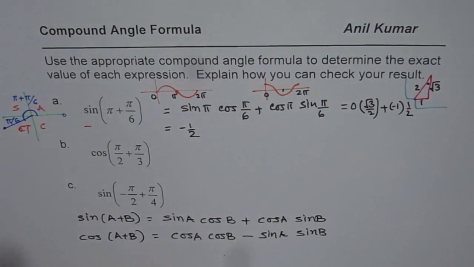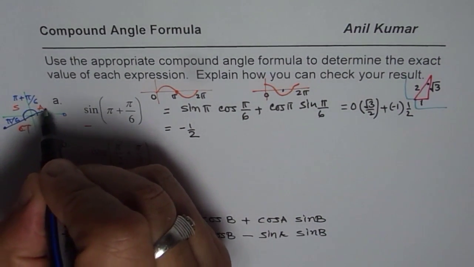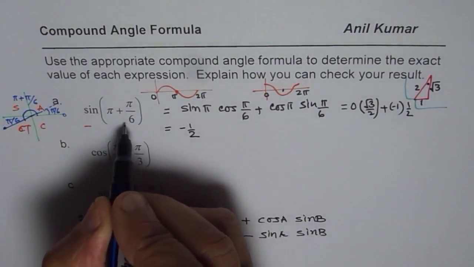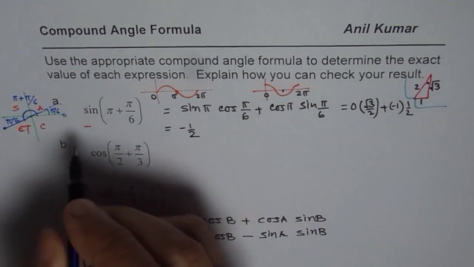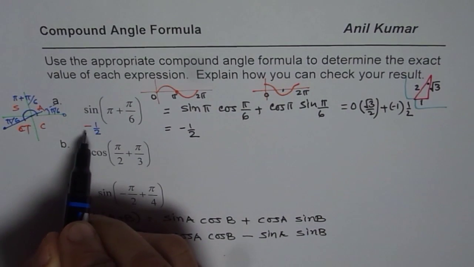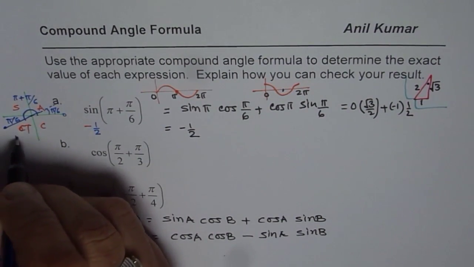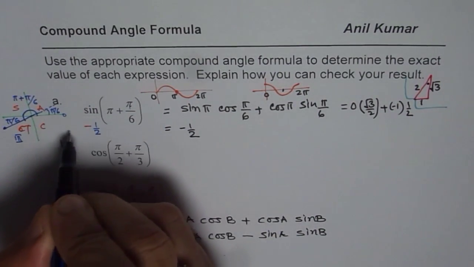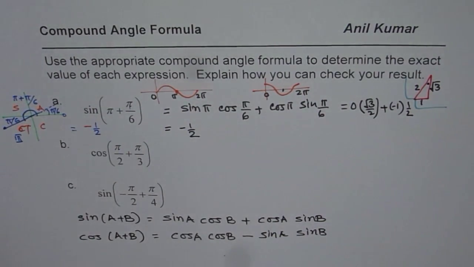That is the first part. The second part is that the acute angle is pi by 6. And sine of pi by 6 is how much? Pi by 6 is half. So we are expecting the answer as half. Do you see that? Minus, because it is in quadrant 3, and pi by 6 is the acute angle, therefore this should be equal to minus half. That is one way of doing it. Do you get it?